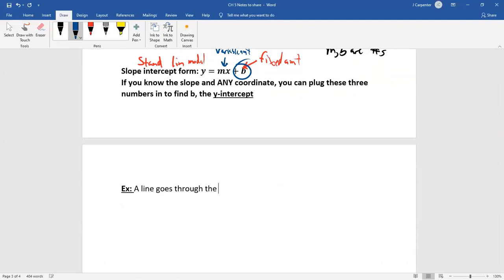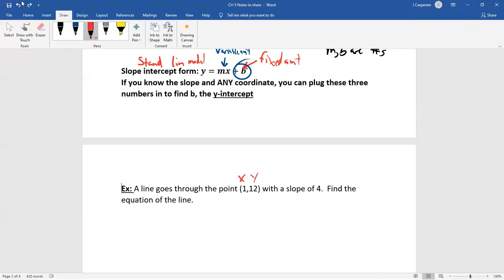A line goes through the point (1, 12) with a slope of 4. Find the equation of the line. This example right here relates to what I just talked about: the slope-intercept form, along with, if you know a point and a slope, you can find everything else. Now, points always go x comma y. This is an x and a y. You can label them with little ones if you want to, but you don't really have to because they told us the slope is 4.